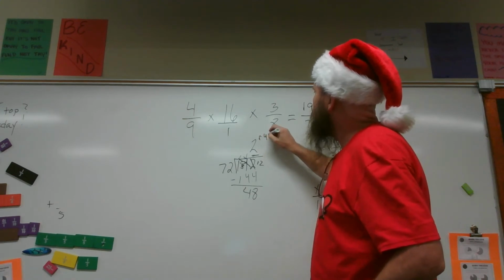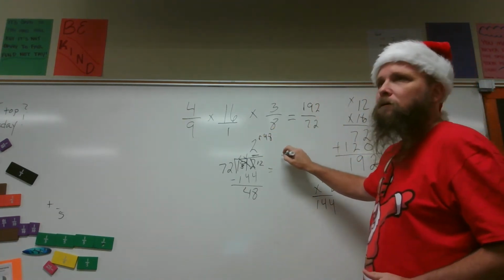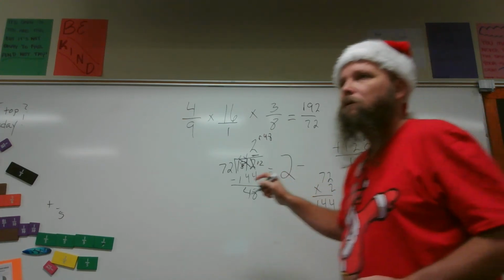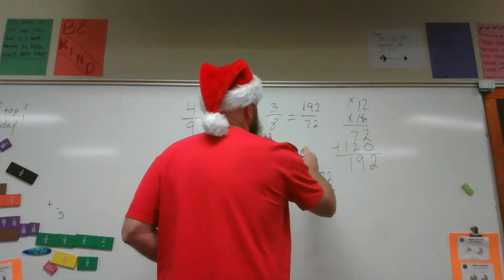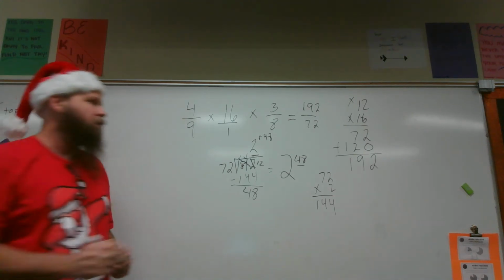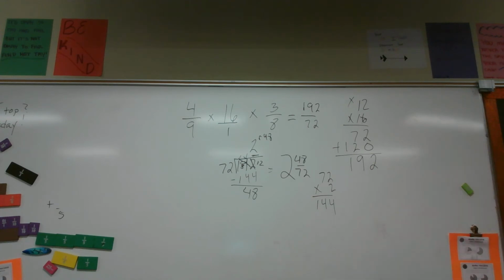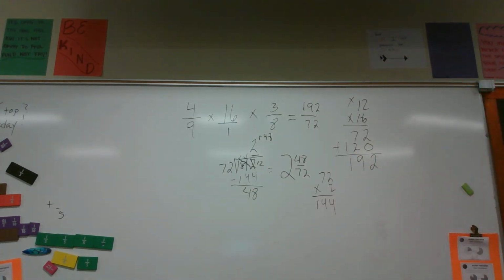2 remainder 48 is going to equal my whole number. My whole number is a 2, because that's my quotient. My remainder is my numerator, so that's 48. My denominator is the same denominator, so that makes it 72. If you look, that answer is not there, which is sad.